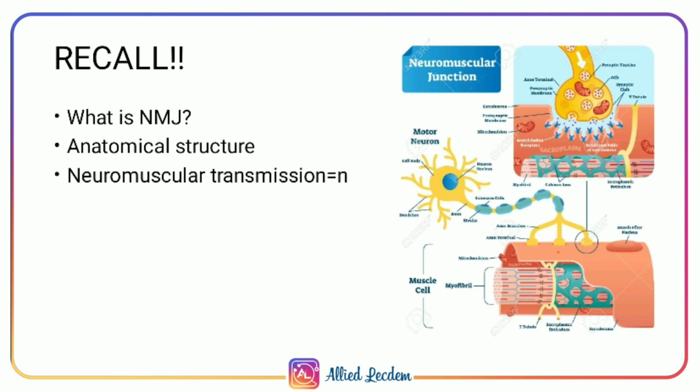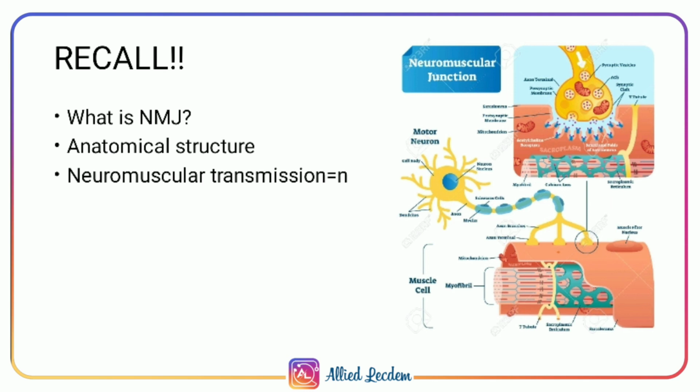First, what is the neuromuscular junction? The neuromuscular junction is a junction between the muscle fiber and the motor neuron. And we saw anatomical structures like the axon terminal, also known as motor end plate, synaptic trough or gutter, synaptic cleft, subneural cleft. Next, we saw about neuromuscular transmission, which is most important, that is defined as the transfer of information from the motor nerve ending to the muscle fiber through the neuromuscular junction.